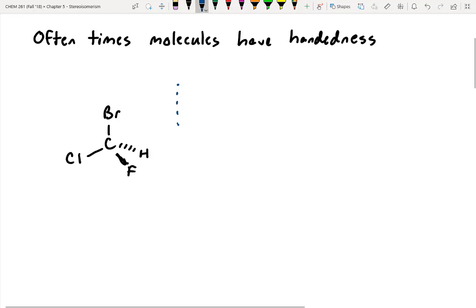And I'm going to draw a mirror plane down here. So the hydrogen is reflected, the fluorine is reflected, the bromine's reflected, and the chlorine is reflected. So if you look at these two molecules, they look really similar, right? They both have one bromine, one chlorine, one fluorine, and one hydrogen coming off a central carbon, but they're not the same molecule. If you take these two molecules and you try to overlay them atom for atom on top of one another, you can't do it, right?